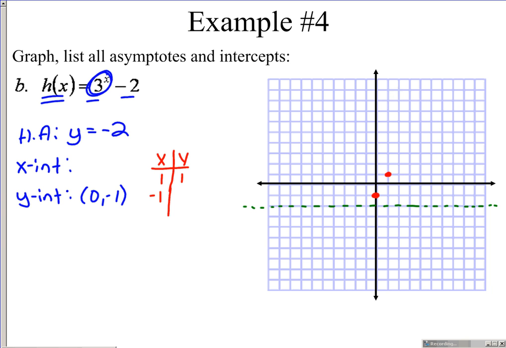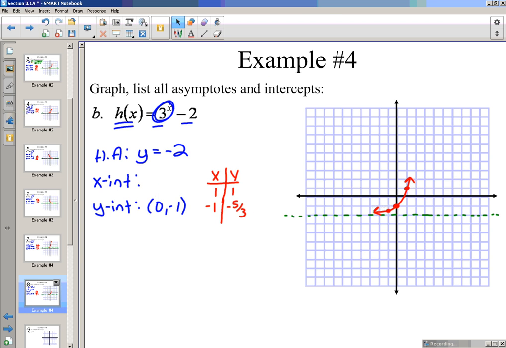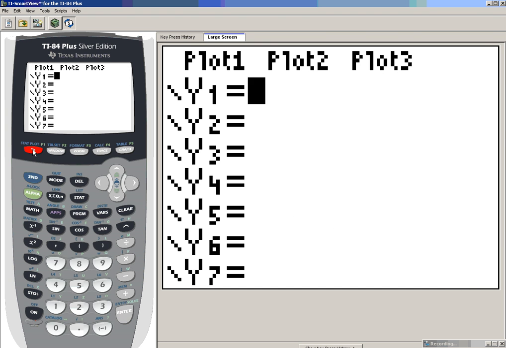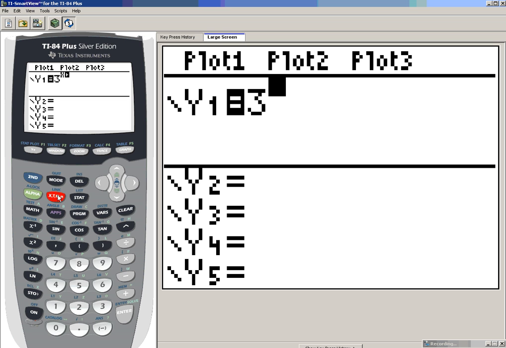If I put in negative 1 for x, 3 to the negative first is 1/3. 1/3 minus 2 is negative 5/3. There's our graph. Let's identify where our x-intercept is by putting the graph into our calculator. Y equals 3 raised to the x power minus 2.